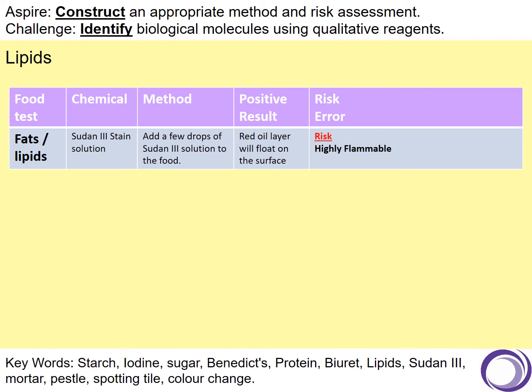And the last food test you need to know is the test for lipids. And there are actually two ways to do this. I've put this one on, which is Sudan III. And what you do is you add a couple of drops of Sudan III to the solution. And what you get is this red layer that floats on top. Now it is flammable, so you have to keep it away from any Bunsen burners.